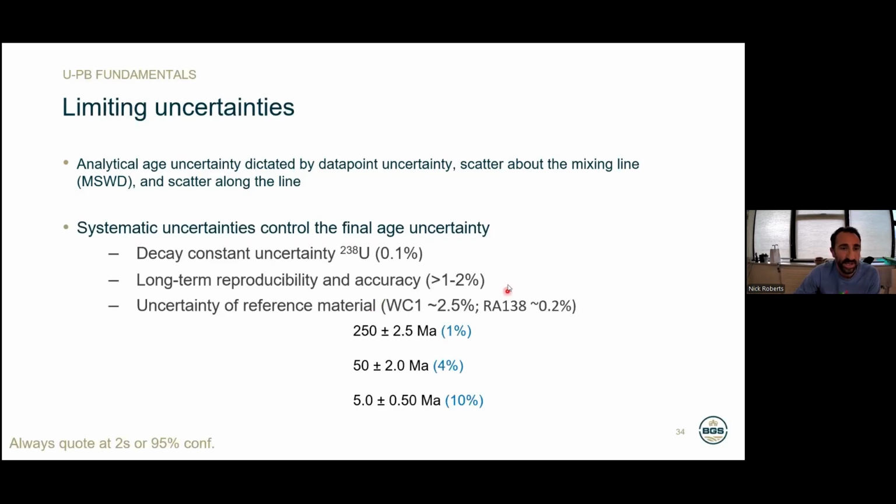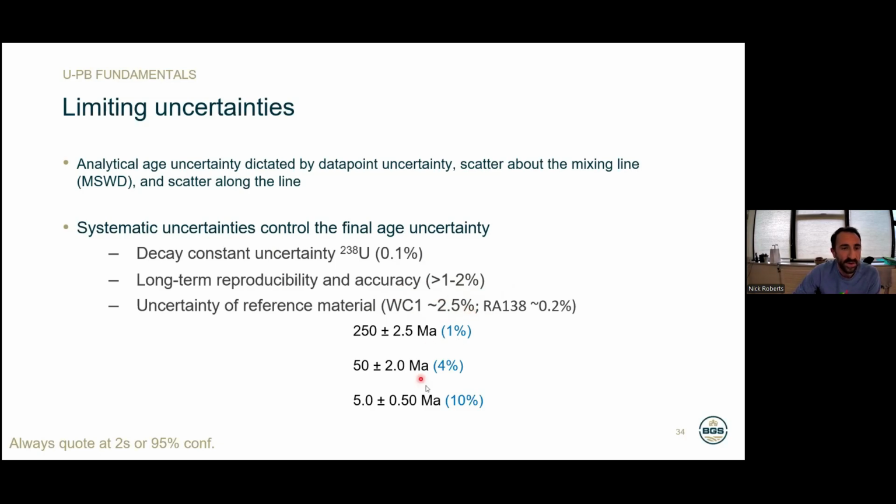Just to give you some idea of these numbers, decay constant uncertainty is about 0.1%. The long-term reproducibility, generally, most labs will achieve something no better than 1 to 2% over the long term, so it has to be incorporated. And the standard, the reference material that most people have been using for the last 10 years is WC1. And that has a 2 sigma uncertainty of 2.5%. So that 2.5% has to be propagated on all ages.